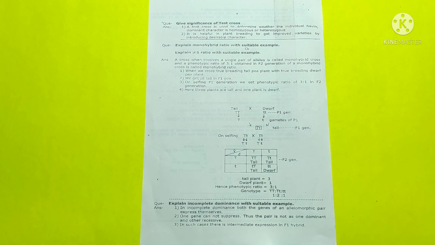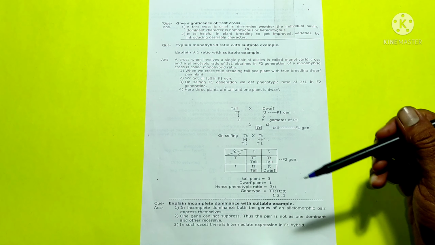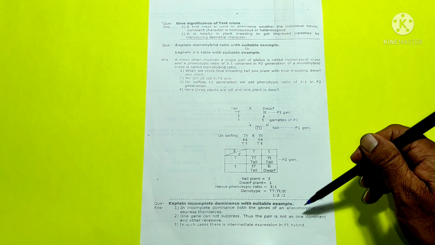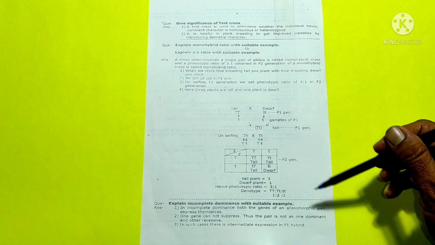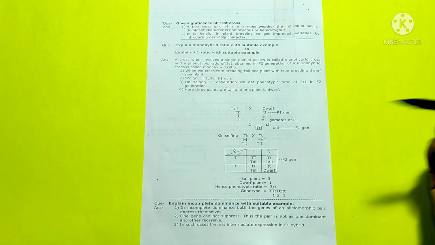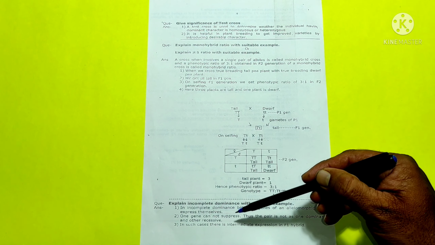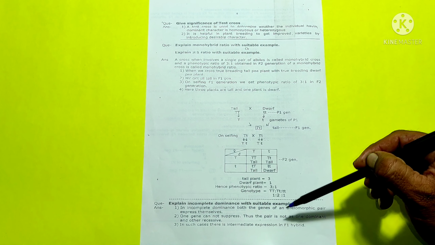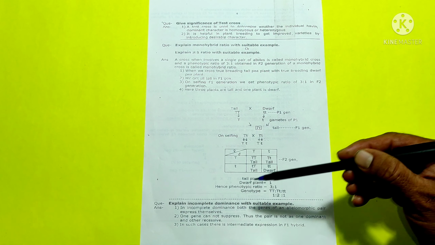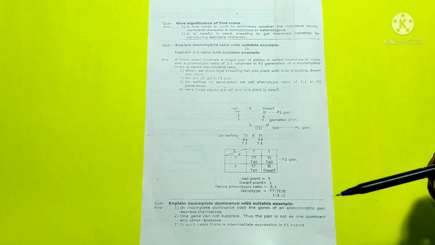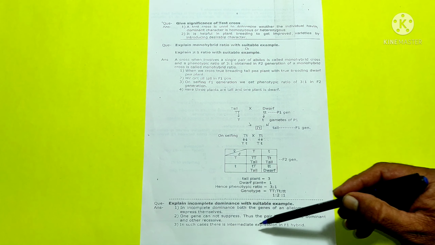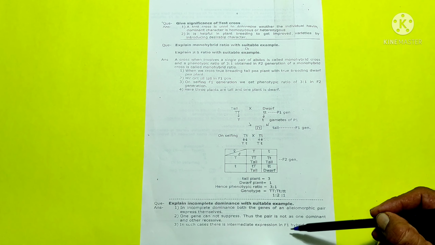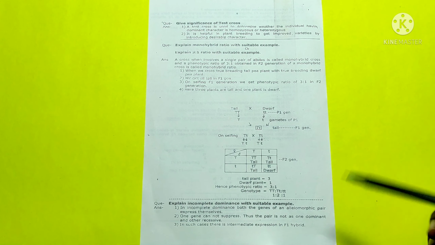Then we study codominance and incomplete dominance. First, we have to study incomplete dominance. Incomplete dominance means both genes of an allelomorphic pair express themselves. One gene cannot suppress the other, so the pair is not one dominant and the other recessive. In such cases, there is an intermediate expression in the F1 hybrid.